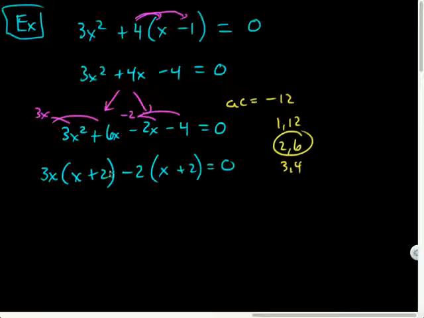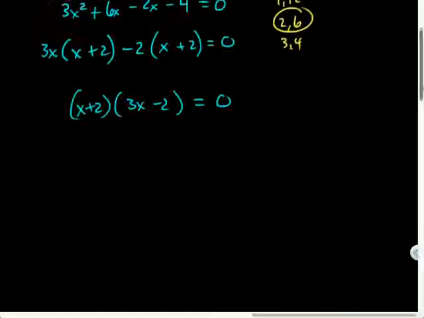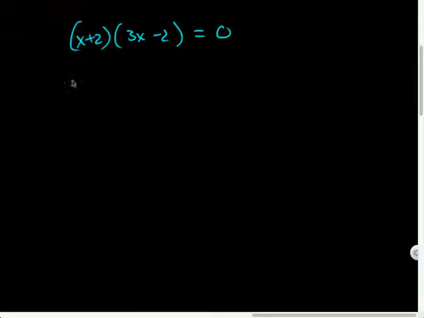So, the parentheses match, which they have to. And therefore, I can write x plus 2 as one set of parentheses. And what's in the other set? 3x minus 2, the guys that I just factored out. Now, I've got two things. These two things multiply to be 0. So, zero product property, friends. x plus 2 equals 0, or 3x minus 2 equals 0. And so I could break that up into those two cases.